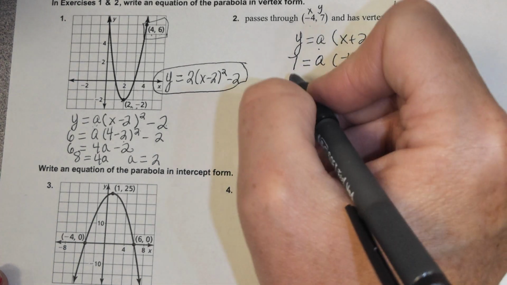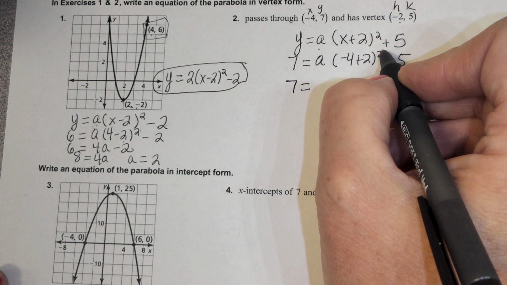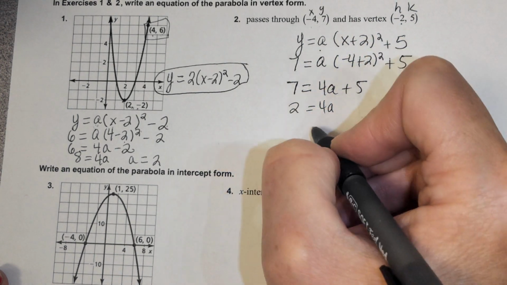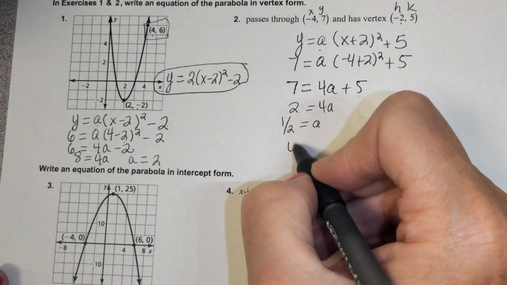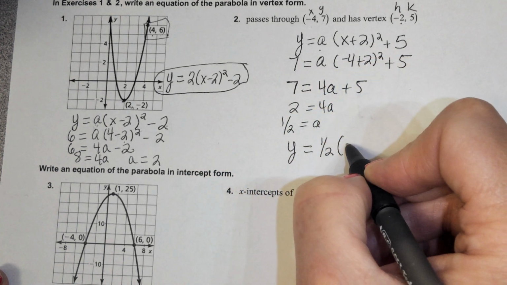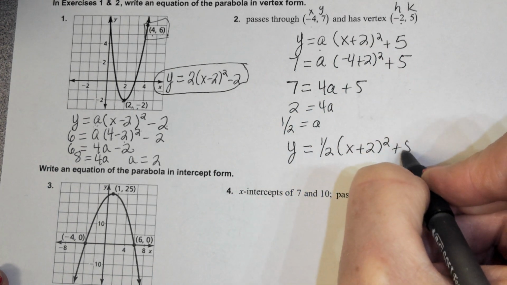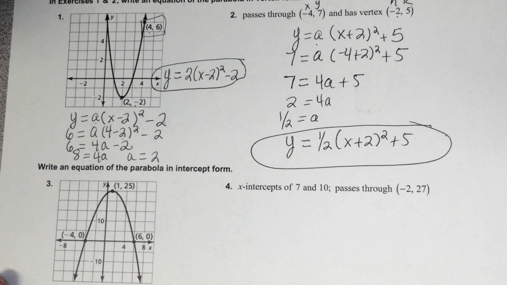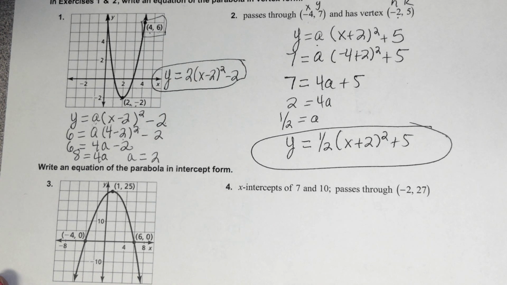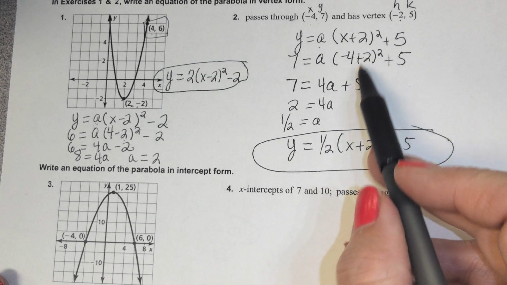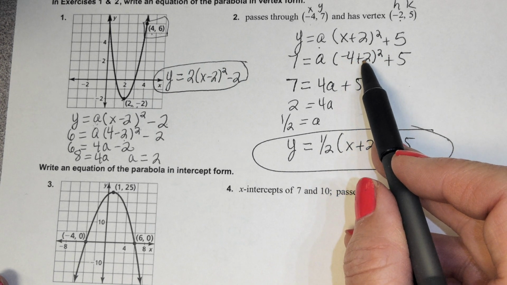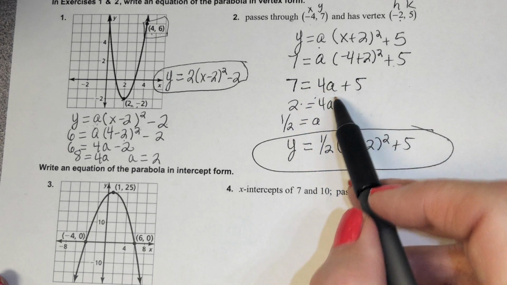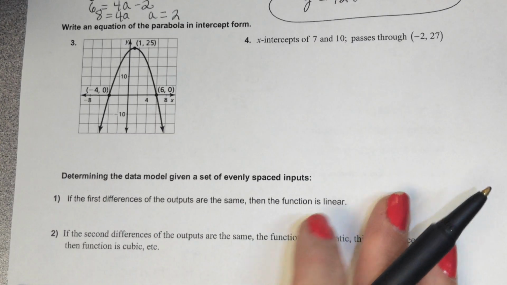Okay, don't write down the rest of it, just watch. 7 equals, -2 squared is 4, 4a plus 5. So I'm going to get 4a equals 2, a equals 1/2. So now it's going to be y equals, put in the a, x plus 2 squared plus 5. Do you understand the process there? Who said no? I don't understand, like, on that, from the second to third step. Second to third step, I did -4 plus 2 is -2 squared is 4, a plus 5 equals 7. Alright, you can go back and watch that if you need to.